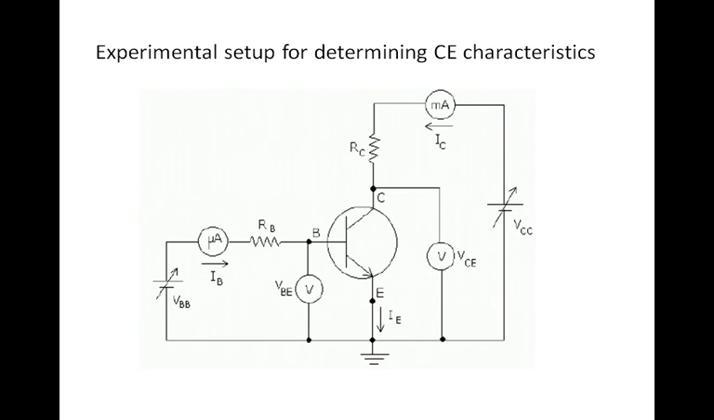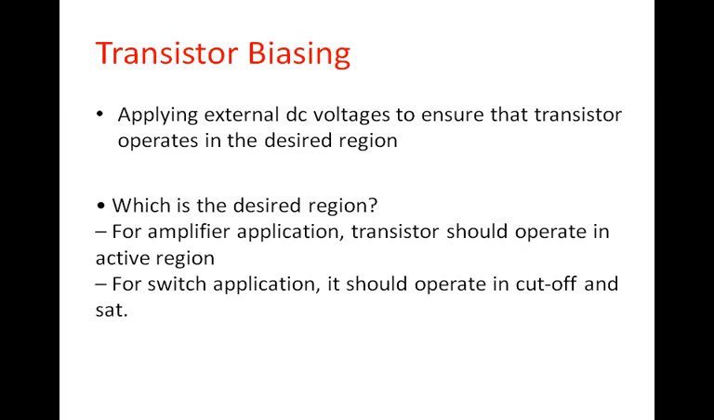This is the experimental setup to determine the common emitter characteristics, that is input characteristics and output characteristics. Come to transistor biasing: applying the external DC voltages to ensure that the transistor operates in the desired region. So what is the desired region? For amplifier application, the transistor operates in the active region. For switching application, the transistor should operate in either the cutoff region or the saturation region.